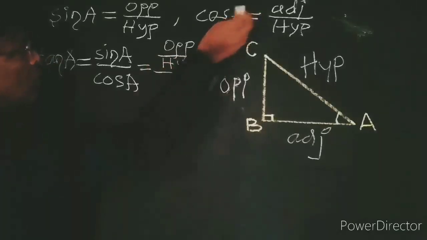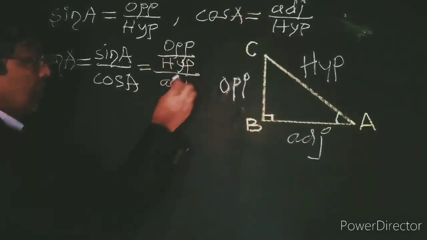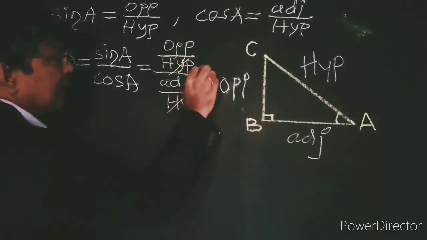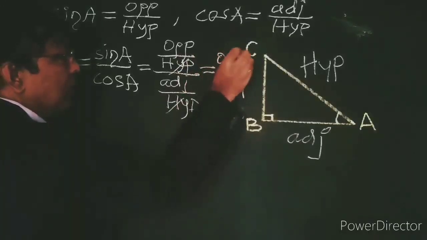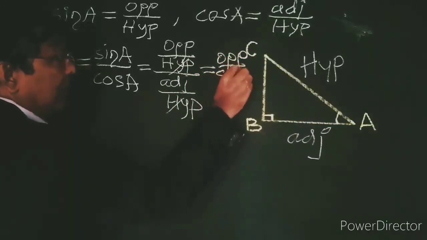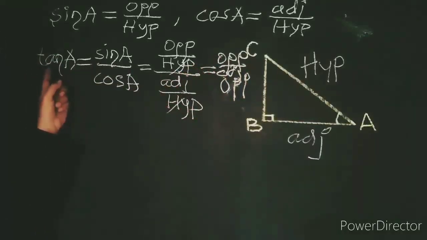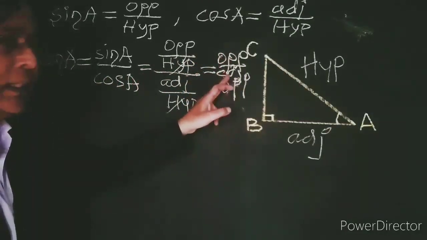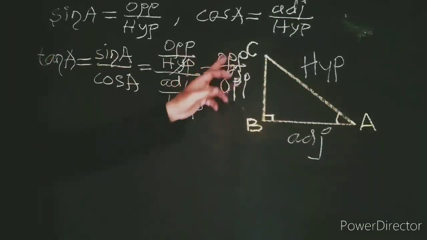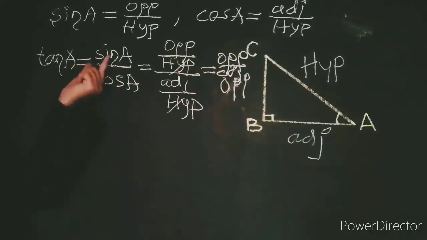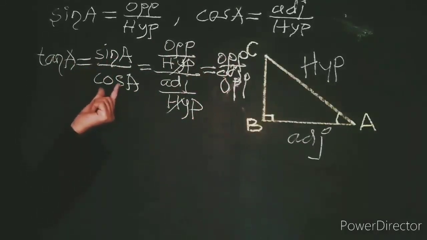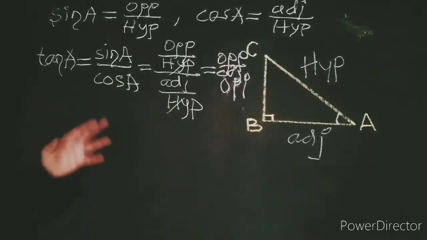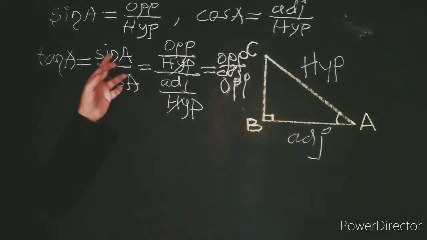What is cos A? Adjacent side upon hypotenuse. So the hypotenuse gets cancelled. Here we get opposite side upon adjacent side. This is the ratio of tan A. We have already seen tan A is nothing but opposite side upon adjacent side. How did we get this opposite upon adjacent side? That we got by dividing sine A upon cos A. Therefore, we should remember that tan A is nothing but sine upon cos.